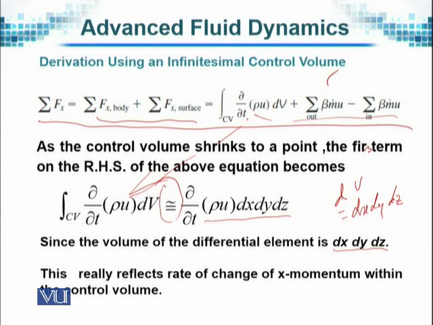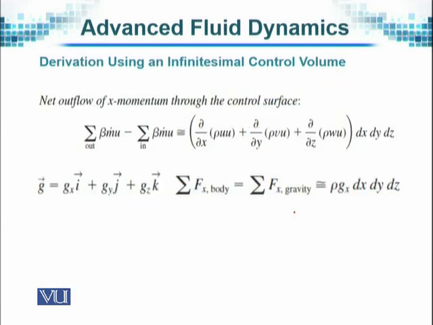So if we are considering a small infinitesimal volume of the fluid with the dimensions dx, dy, dz, their product will give us the volume. That is why these three numbers. And one can see that this type of product will appear in all terms in other directions as well. So this really reflects the rate of change of x momentum within the control volume that we are considering.